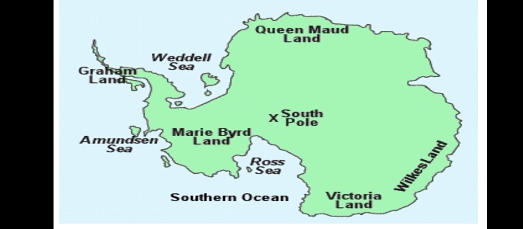Here you can see the map of Antarctica: Queen Maud Land, South Pole, Victoria Land, Wilkes Land, Southern Ocean, Ross Sea, Marie Byrd Land, Amundsen Sea, Graham Land, Weddell Sea.